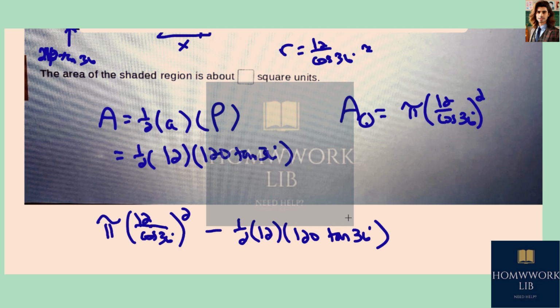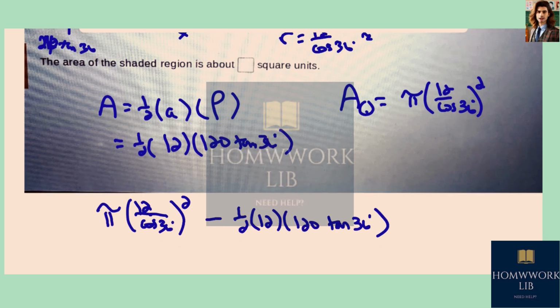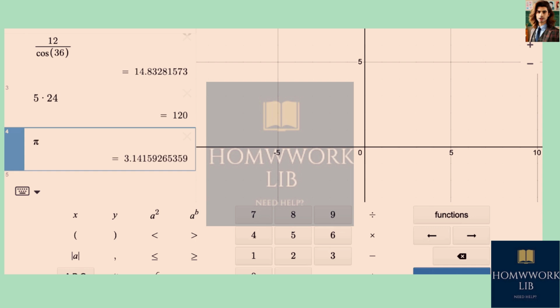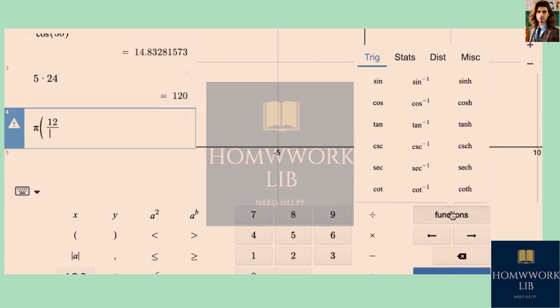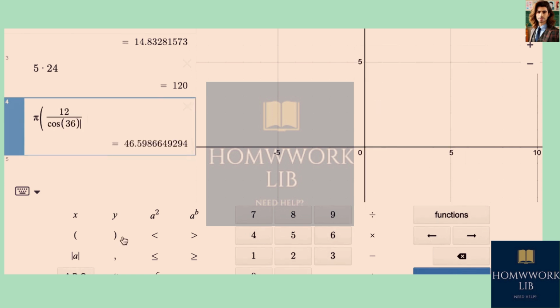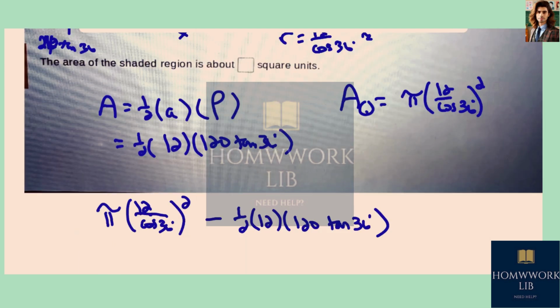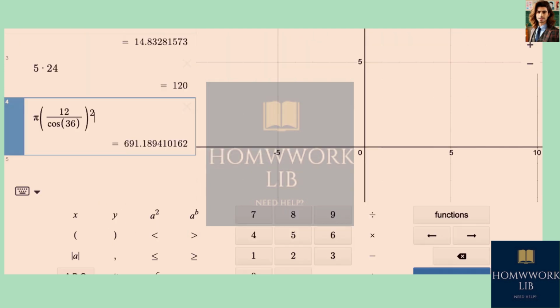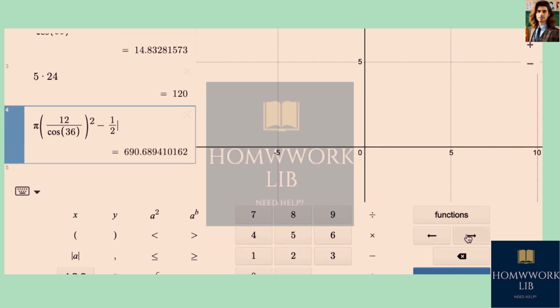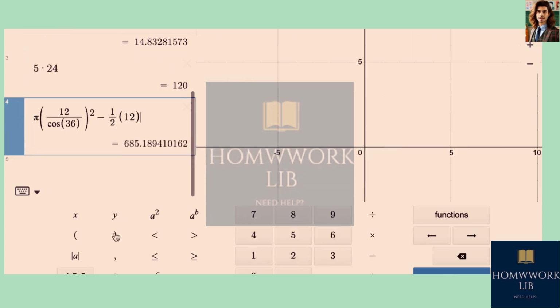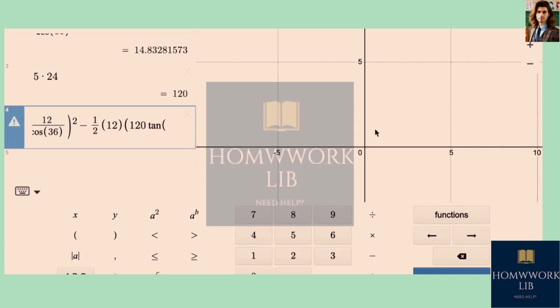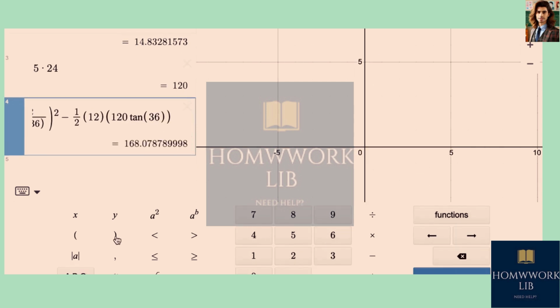And I'm going to put this into the calculator. Pi times the radius, which is 12 over cosine 36, and that needs to be squared. So pi radius squared minus 1/2 times 12 times 120 tan 36. And we get 168.08.